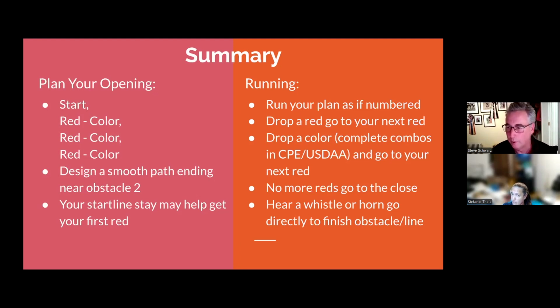And then when you're running, my advice is treat your course like it's numbered. If you drop a red, find a way to go to the next red in your plan. If you drop a color, complete your combo if you have to, and go to your next red. If there's no more reds, head right into obstacle 2 for the close. And at any time you hear a whistle or the horn, just go straight to the finish obstacle or the finish line. This page is, in theory, all you need to know about snooker.